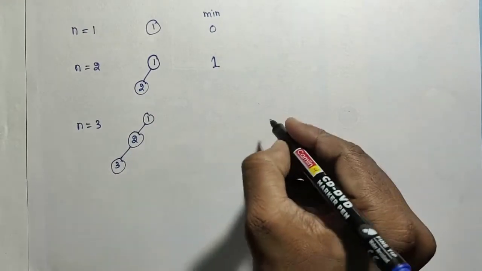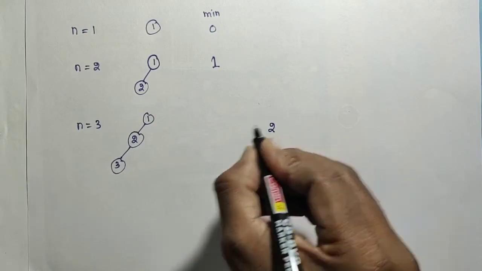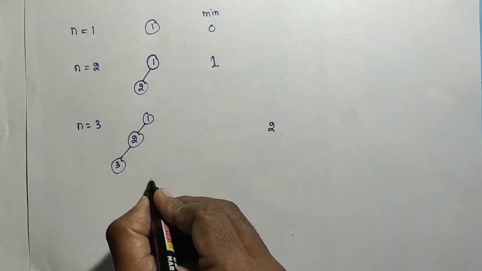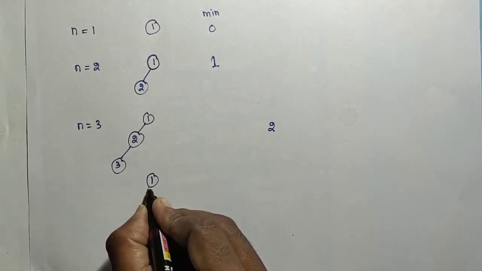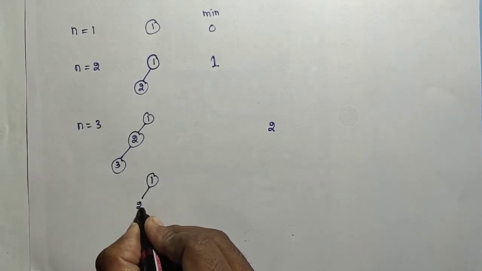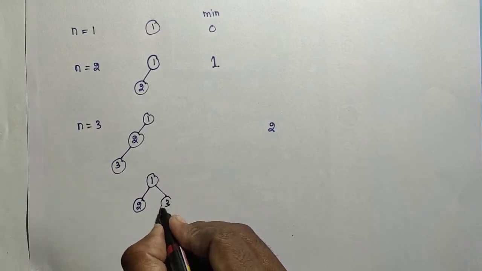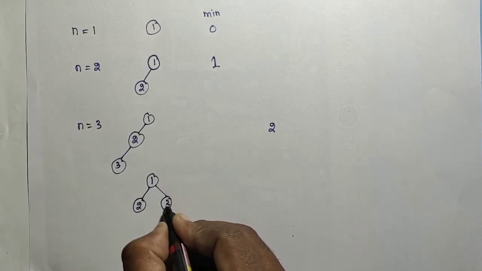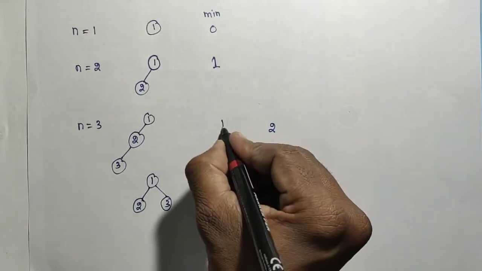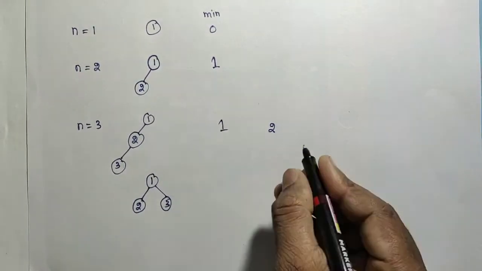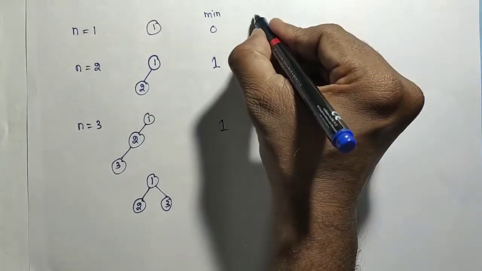The maximum height is 2. But that also can be constructed like this: 1, and the second node as a left and the third node as the right of the root. So the minimum height required is 1, and the maximum height is 2.